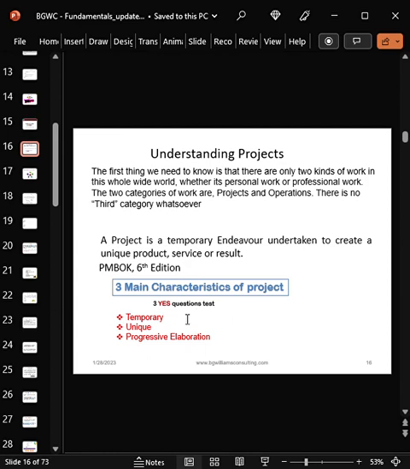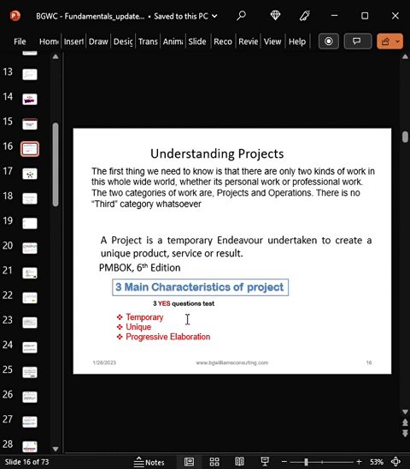All right, so let's continue. By temporary, we simply mean that the project, the endeavor, the work, the task, or whatever assignment has been assigned to you by your boss must have a starting time and a finishing time. That is one characteristic. The second characteristic is that the deliverable, the outcome, the value you want to get, must be unique.